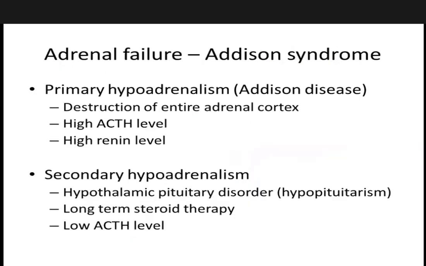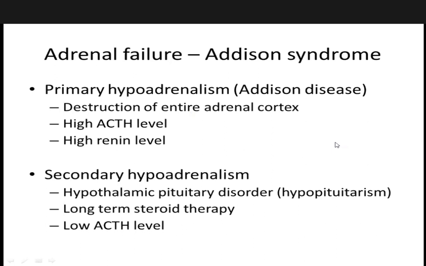Right. So if the adrenal cortex, the adrenal gland, is not producing an adequate amount of cortisol, basically, and other hormones, it is called adrenal failure or Addison syndrome, right?